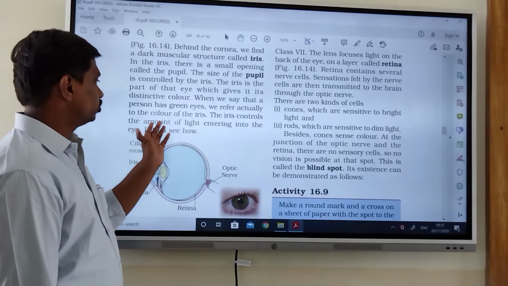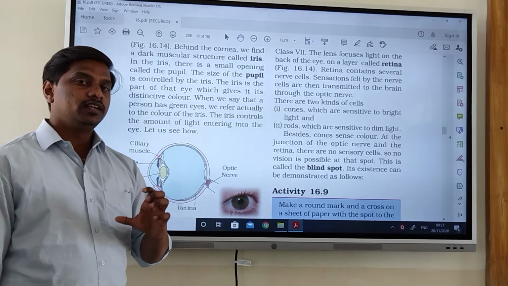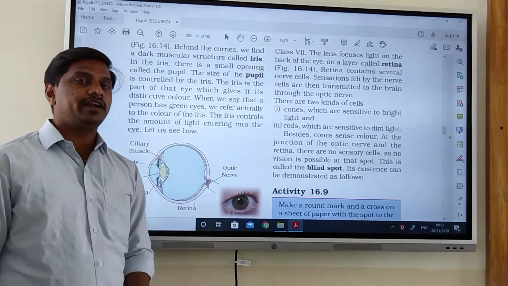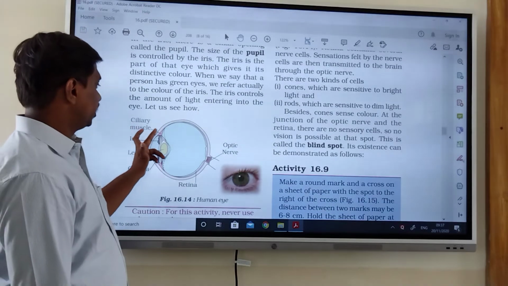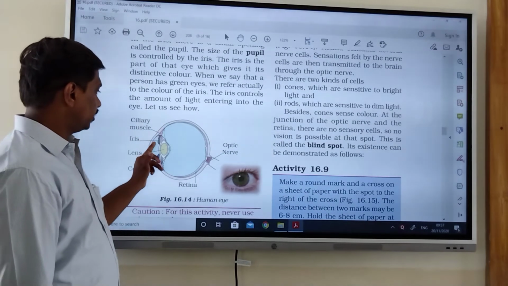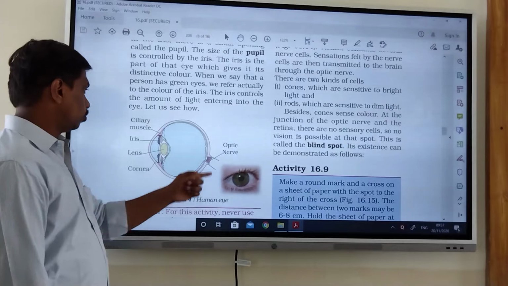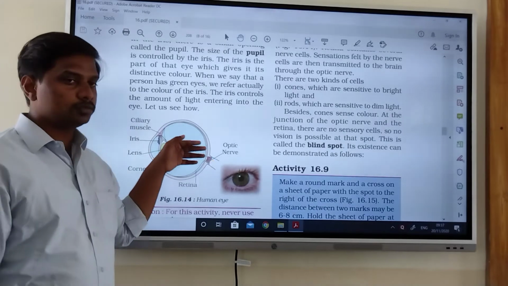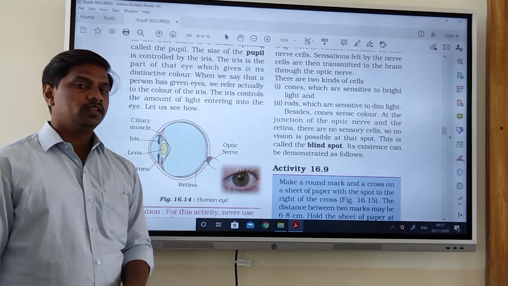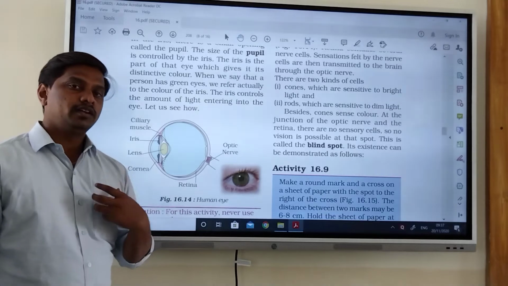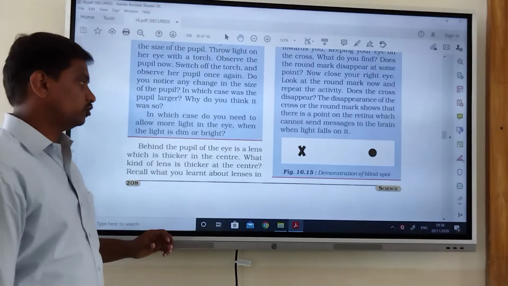The iris controls the amount of light entering the eye. The function of the iris is to control how much light should enter the eye. This is the ciliary muscle, you can see here up and down, and this is the iris. This is the lens present inside the eye. This is the cornea, the outer one, and the optic nerve, which carries the sensed object to the brain. The brain processes it and sends the message back.